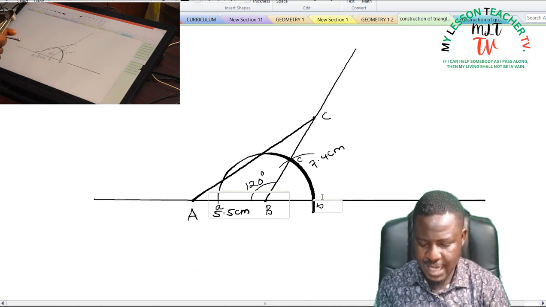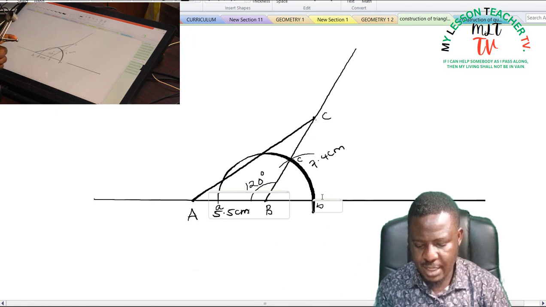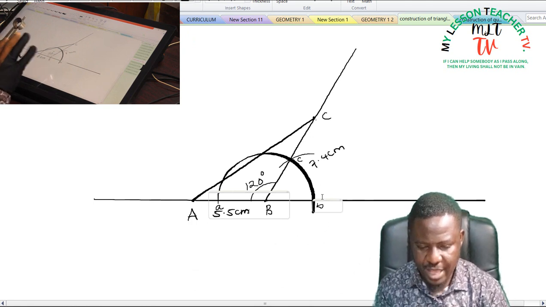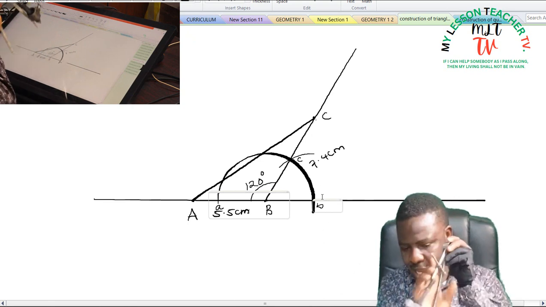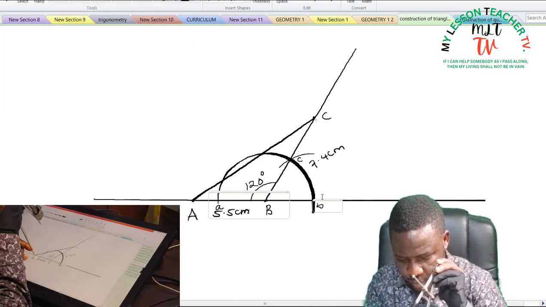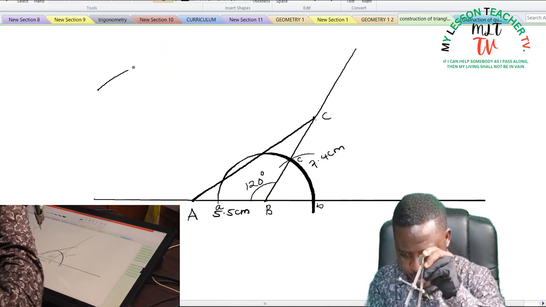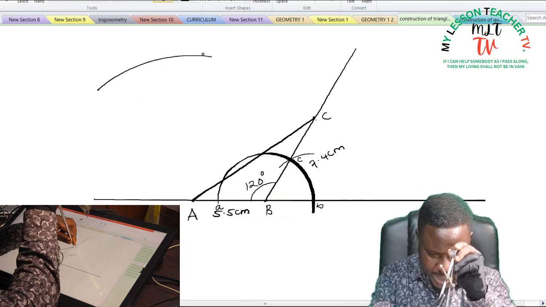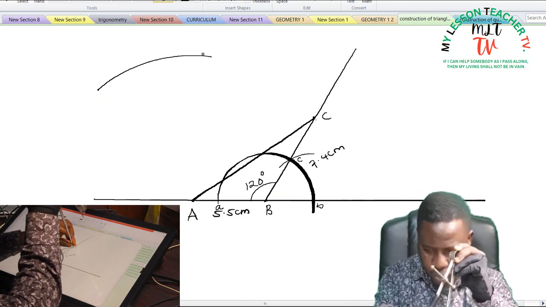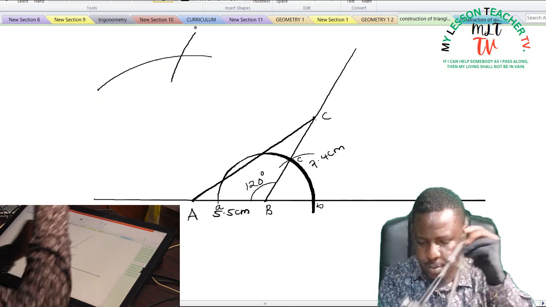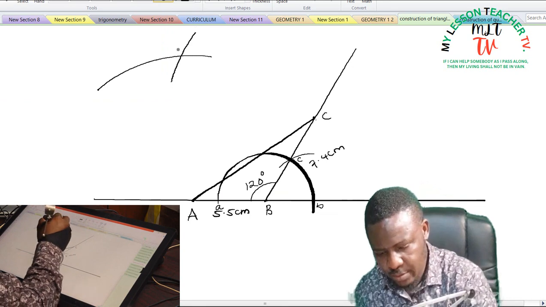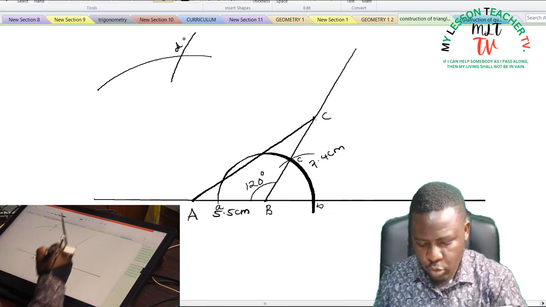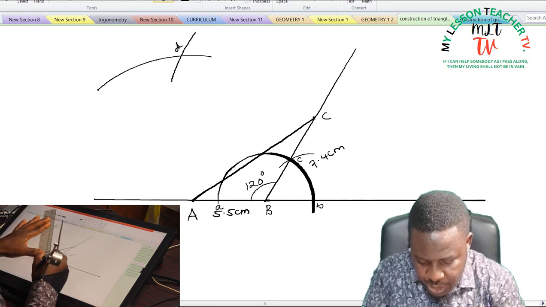With A and C as center and radius greater than half AC, I'm going to bisect AC. Remember what we did during bisection of lines. So I'm going to draw an arc. With A as center, I'll construct an arc this way, and with C as center, I will do the same to construct an arc this way. Call this point D. I have A, B, C, D. So I'm going to join D and B together.